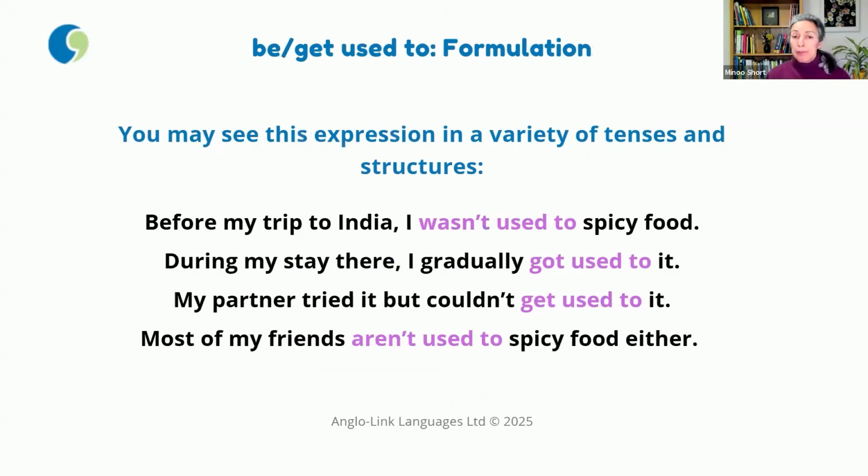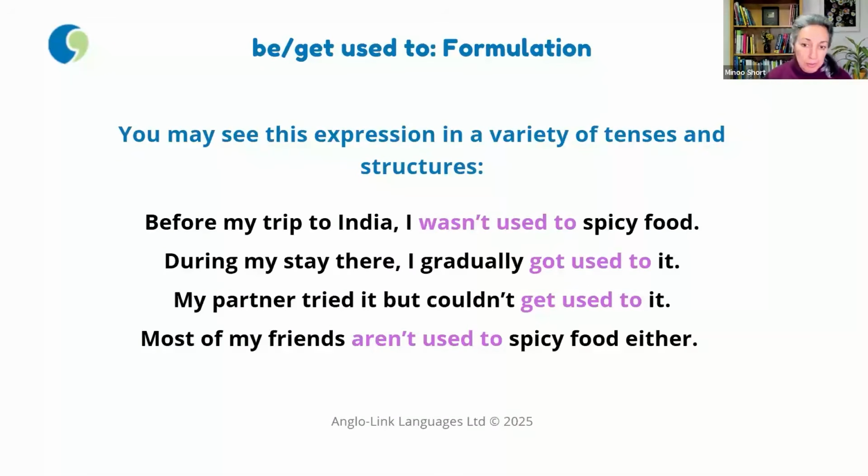Now, what about the formulation? Well, of course, because it's the verbs be or get, this expression can be in any tense or any structure. For example, before my trip to India, I wasn't used to spicy food. During my stay there, I gradually got used to it. My partner tried it, but she couldn't get used to it. And most of my friends aren't used to spicy food either. So you can see it in different tenses and structures, right? It's not a fixed thing like used to as a semi-modal verb.